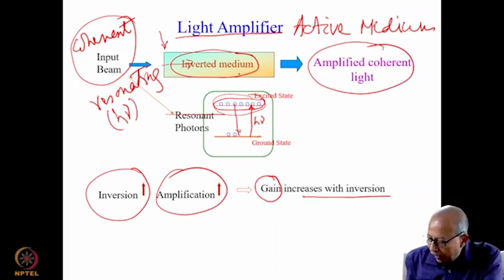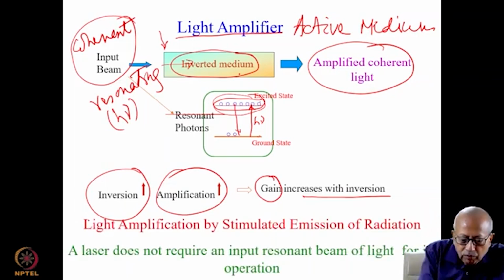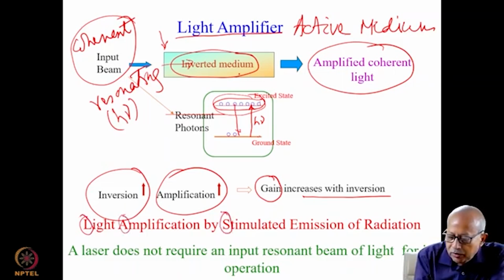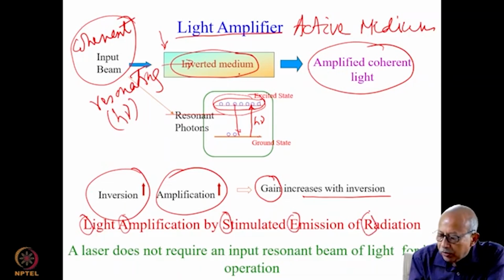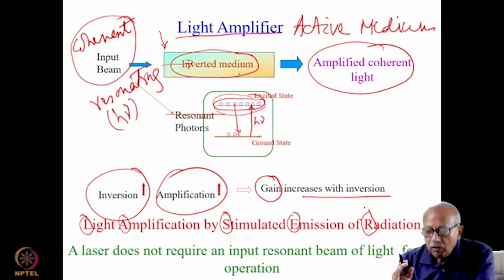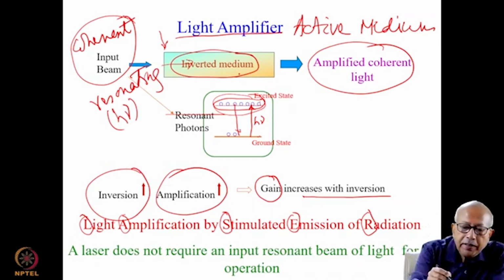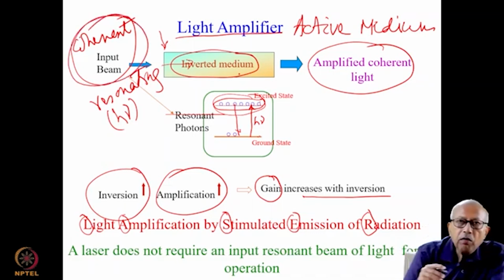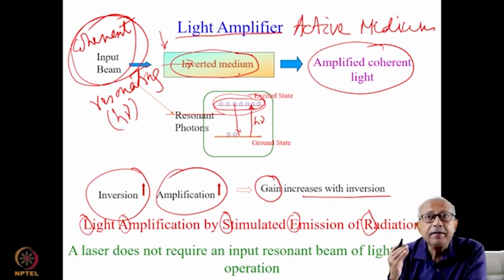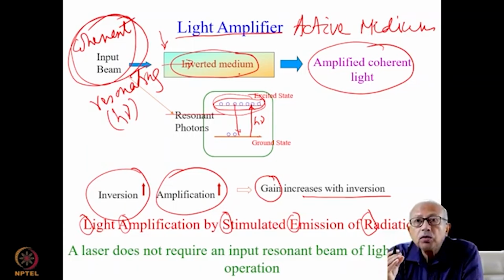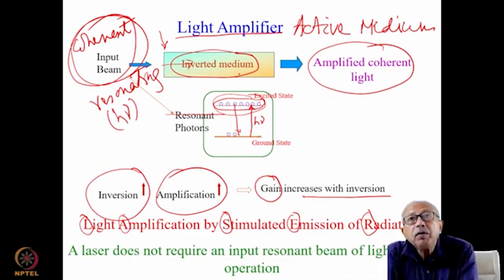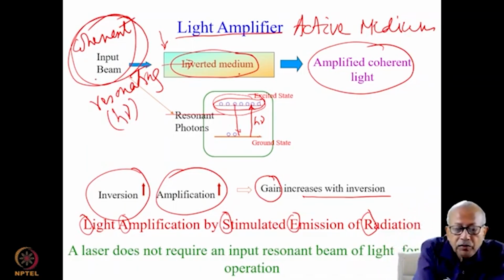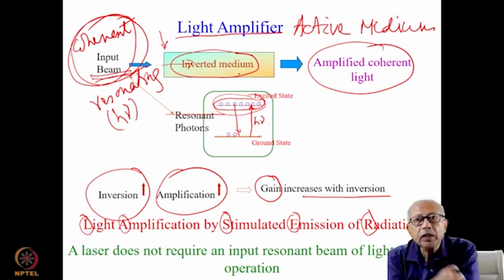Now you see, laser is an acronym for light amplification by stimulated emission of radiation. Therefore, a laser also amplifies light, but surely it does not require an input coherent source of light for its operation. If it did, then the laser would have lost almost all its charm. So how does it work then? It amplifies light, yet it does not require an input source for amplification.